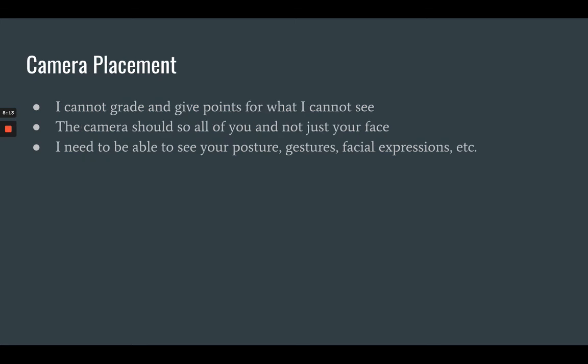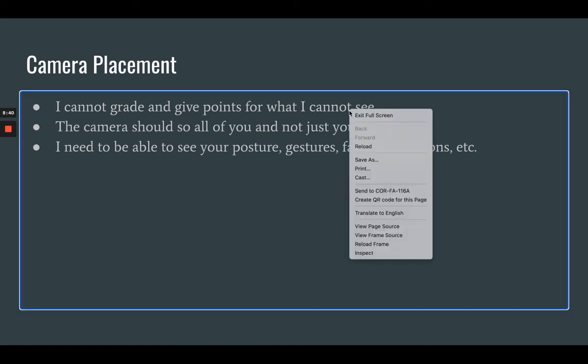Camera placement for your videos. I can't grade and give points for what I can't see. Many times students just show their face and I only see them from the neck up in videos. Well, I'm not able to grade their posture or their gestures when that happens. So I can't give you points for things I can't see. So it's important that your camera is far enough back that I can still see your face and your facial expressions, but that I can also see your posture and your gestures.